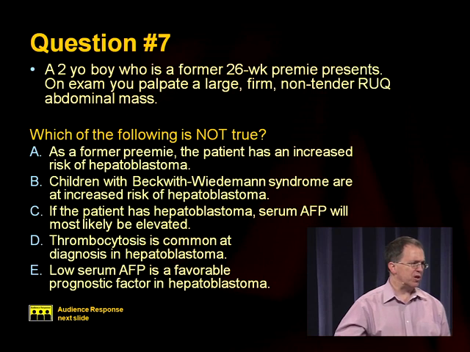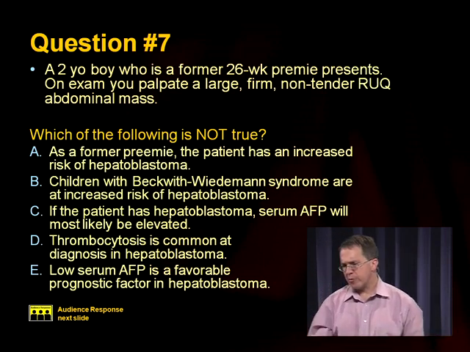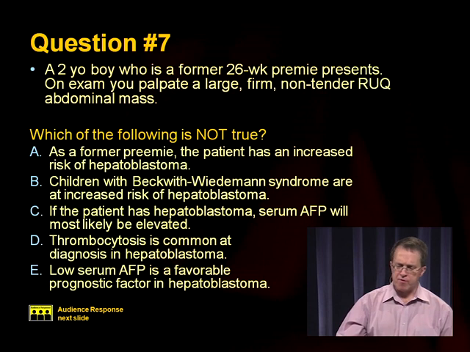the direction. So if you somehow suspect a hepatoblastoma, and you follow it up with another AFP 3 weeks later, and it's gone down from 80,000 to 20,000, it's not a hepatoblastoma. Thrombocytosis can occur with these. We don't really understand why. And low serum AFP is actually a poor prognostic factor.